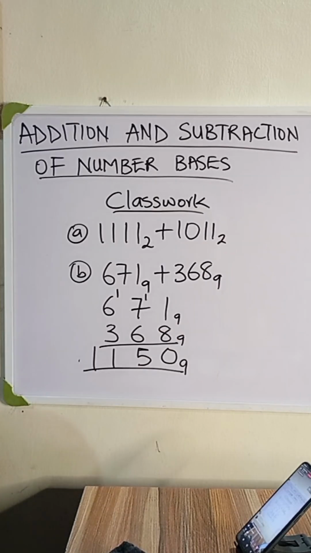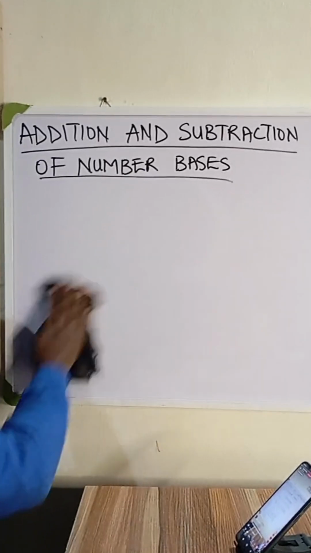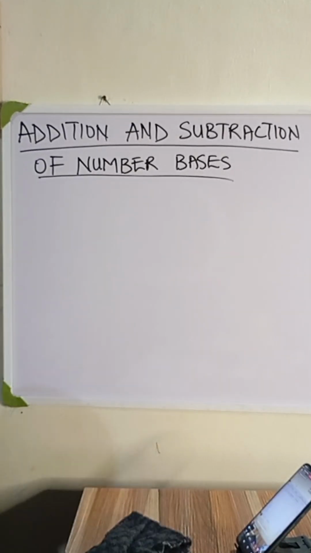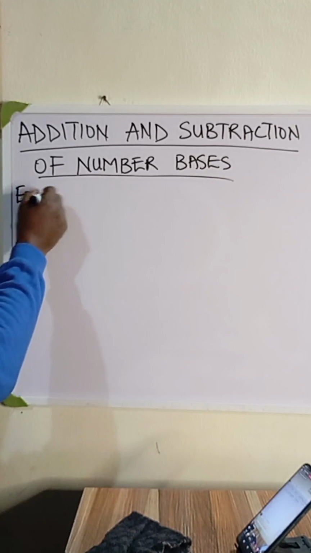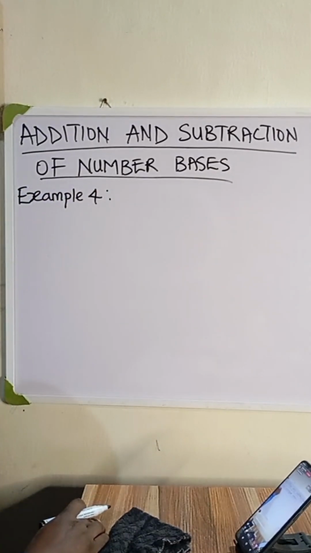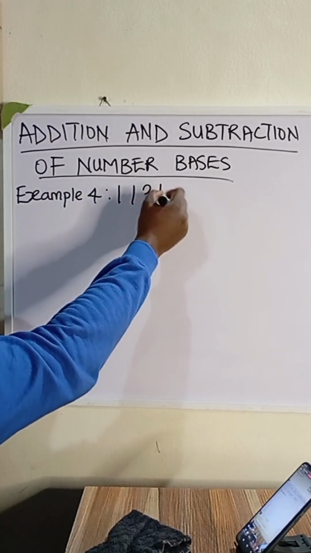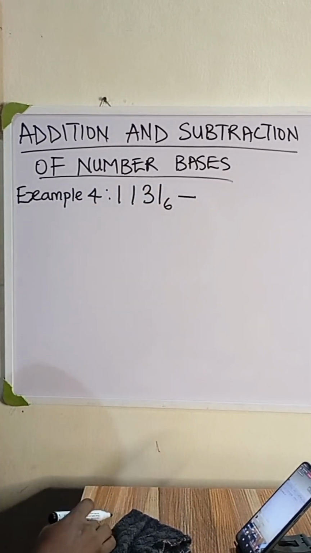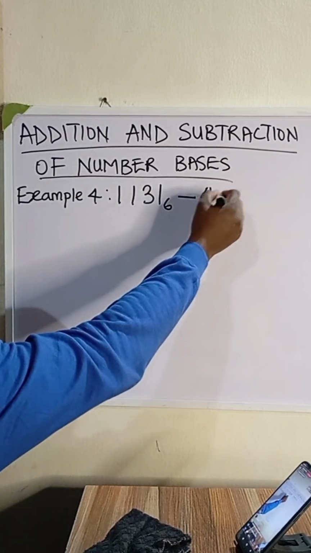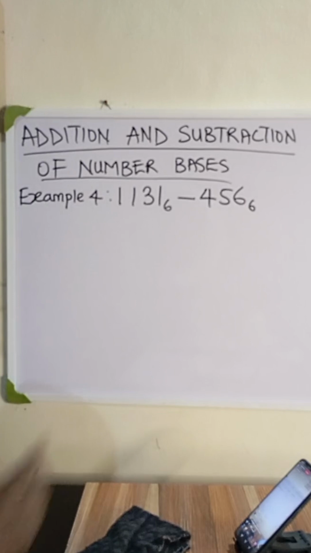Okay, so now let's look at subtraction quickly. Let's go to subtraction. So we are looking at subtraction of number bases. Let's look at the first example. I think this should be example 4 for today's class. 1131 base 6 minus 455 base 6.